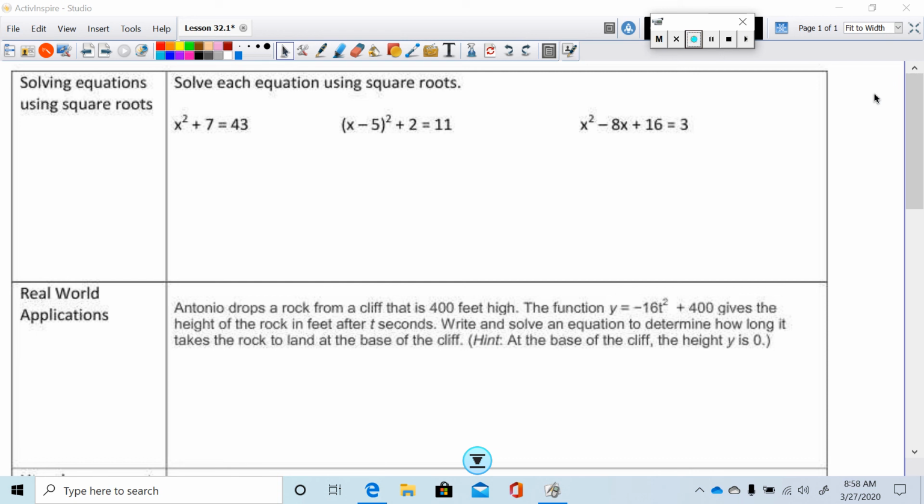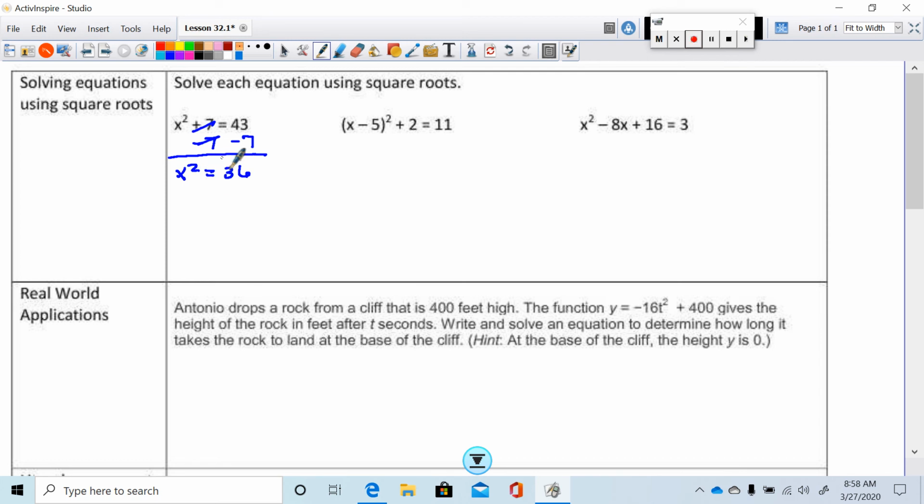Going to solve equations using the square root method. So your goal is to get the x by itself, the variable by itself, and we're going to be using square roots to do that. The first thing on this first one that we want to do is go ahead and subtract 7 from both sides, because the x squared has to be isolated before you can do anything with it. So x squared, opposites cancel, equals 43 take away 7 is 36.